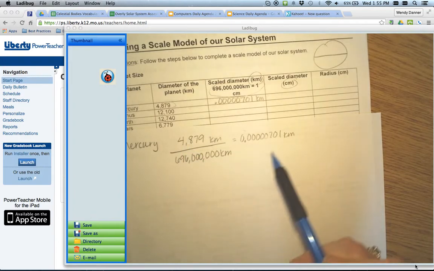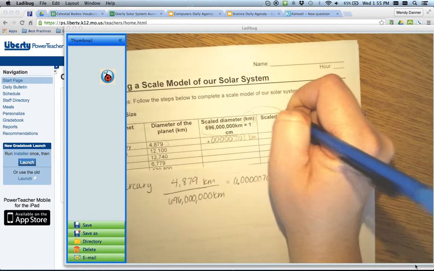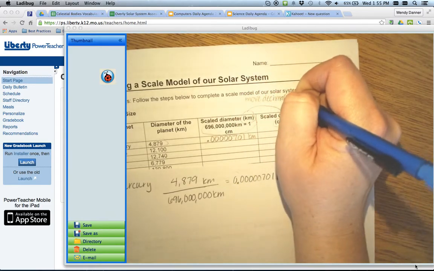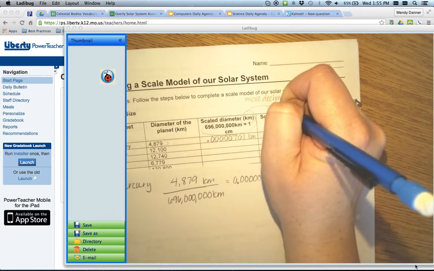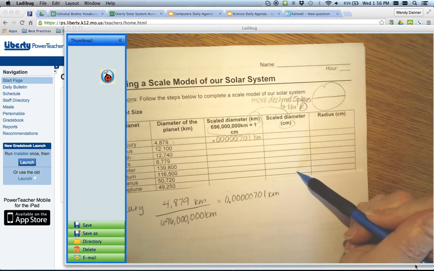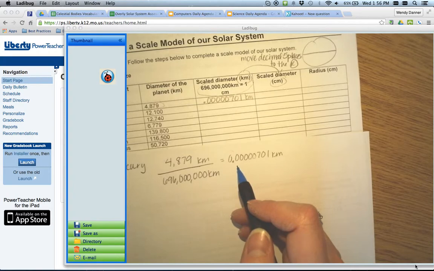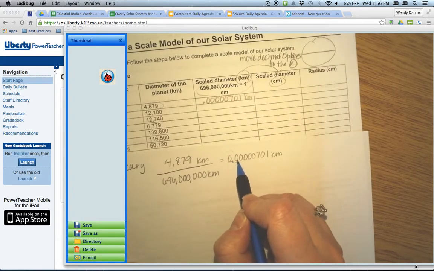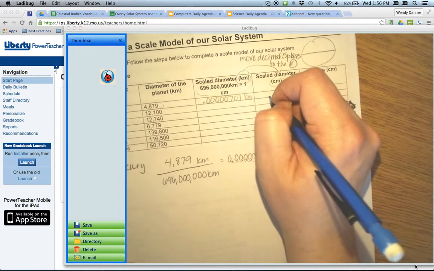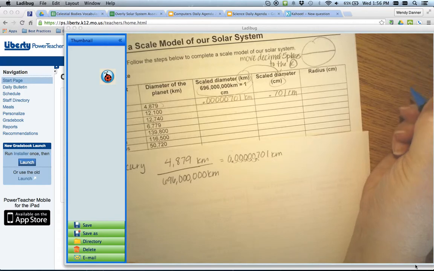Everything's by 10. So all we have to do to go from kilometers to centimeters is move the decimal 5 places to the right every single time to get every single one of these. Take a look here. I'm going to move it 5 places, not 5 zeros, but 5 places. 1, 2, 3, 4, 5. So I have moved my decimal to 0.701 centimeters. Be sure you change your label.